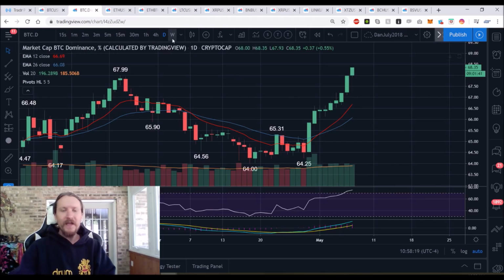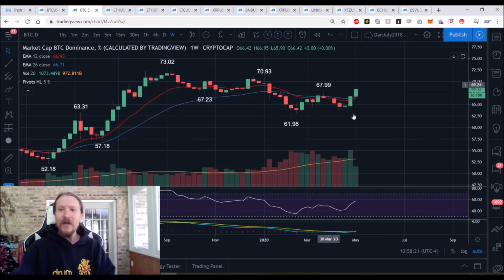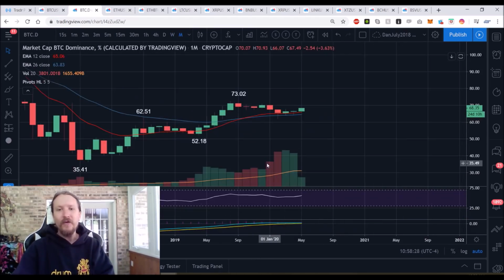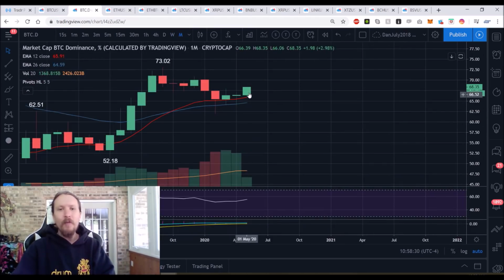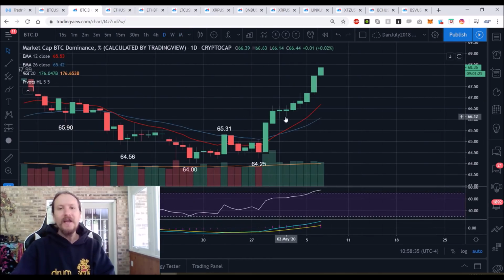So this bull break is very notable. Weekly higher low, higher high. And we're now looking up at 70.93 as the most important resistance level. And the monthly chart here for this Bitcoin dominance is shifting momentum a good bit. So obviously this is an extremely notable daily chart as everybody is focused on Bitcoin for the next 5 days.